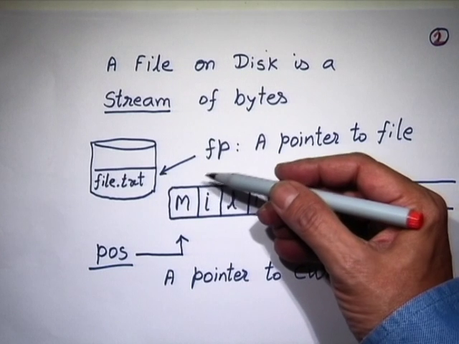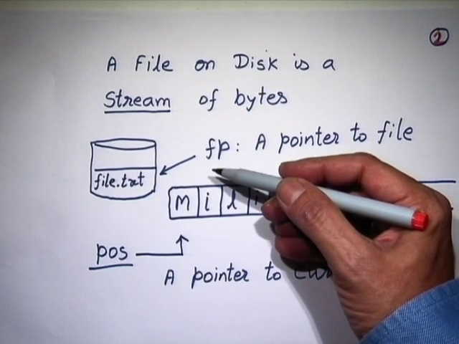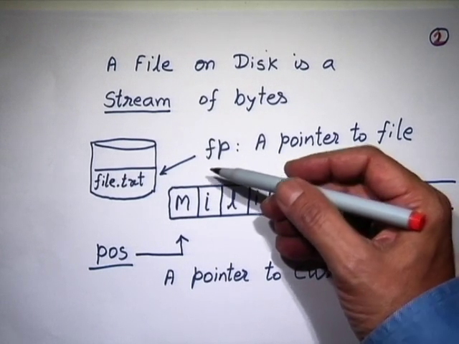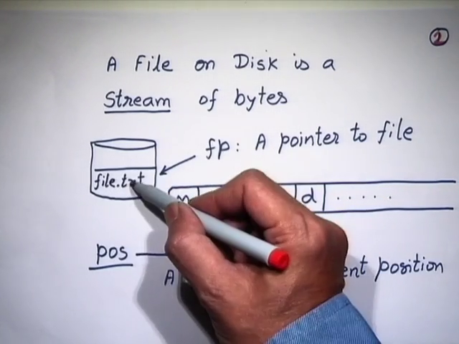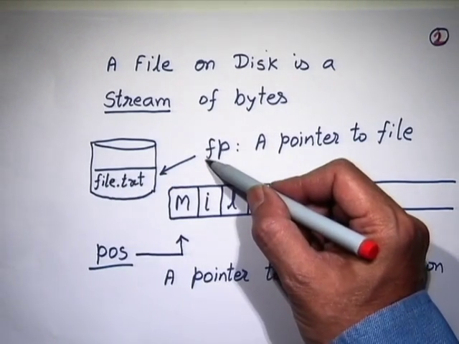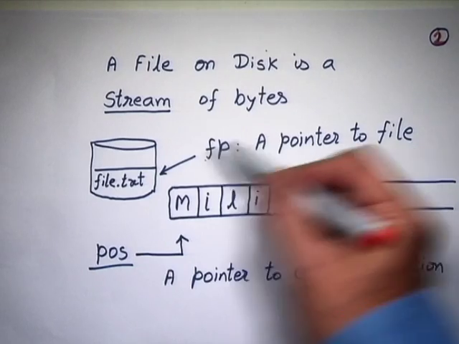So when you say my file or student data file or whatever, the names that you use in your program are nothing but file pointers. These names, when you open a file, you associate a particular specific file on the disk with your name. And that name is nothing but a file pointer. So once you open a file, you got a file pointer. It is also called a handle, a file handle.